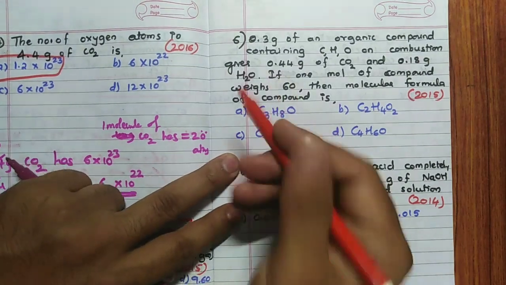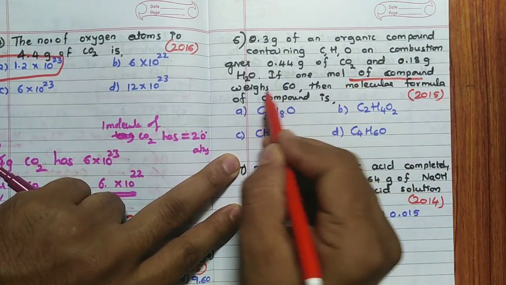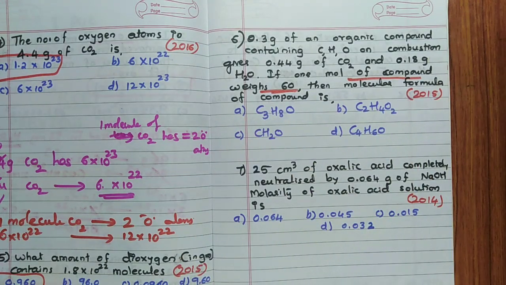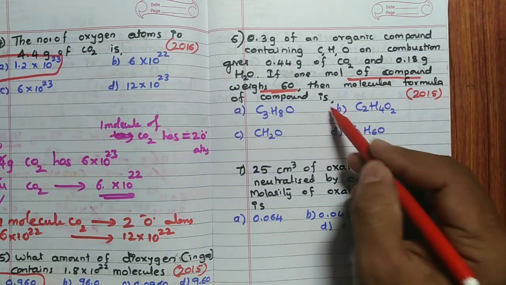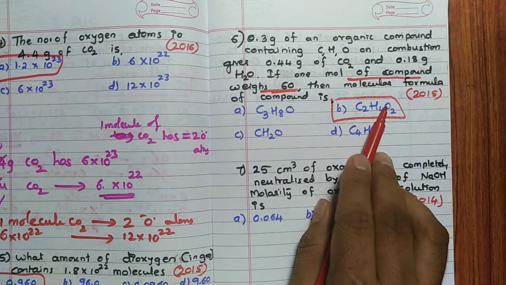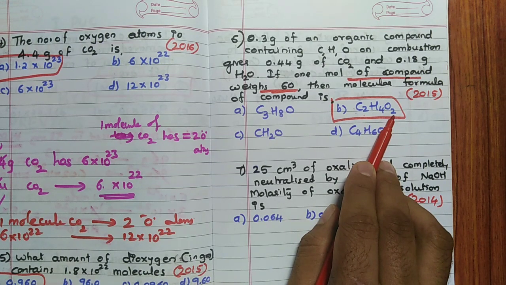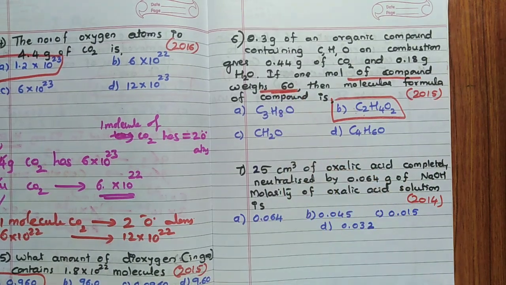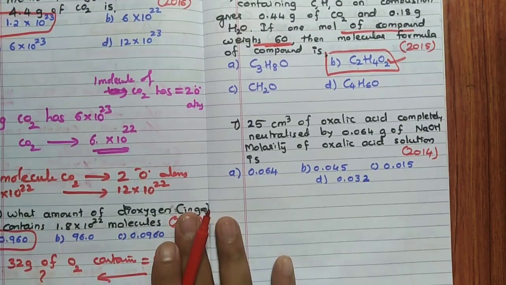What is the shortcut? See, the molecular weight of the compound is how much? 60. Then you calculate which one is 60. You will get to know very easily. So remember, the answer for this particular question, 60, is C2H4O2. Calculate: 12 twos are 24 plus 4 plus 32. You will get 60. So simply, the shortcut for this question is 60. Even in a fraction of a second you can tell the answer. 60 is this one.